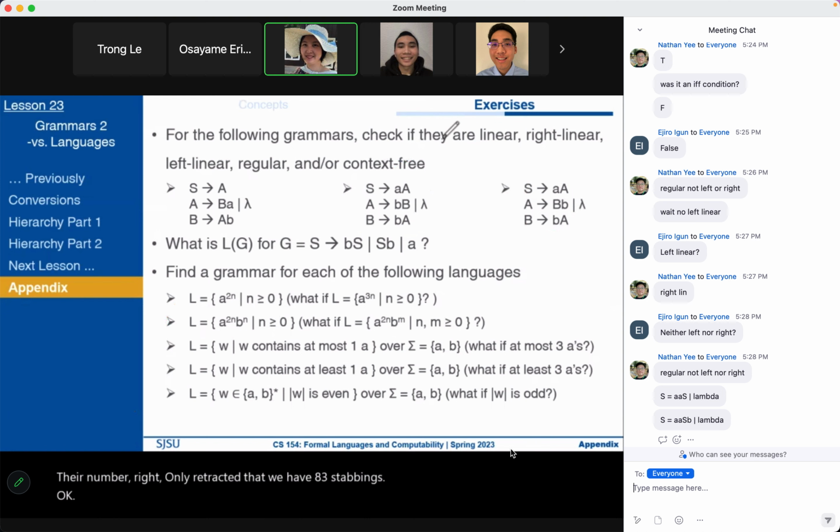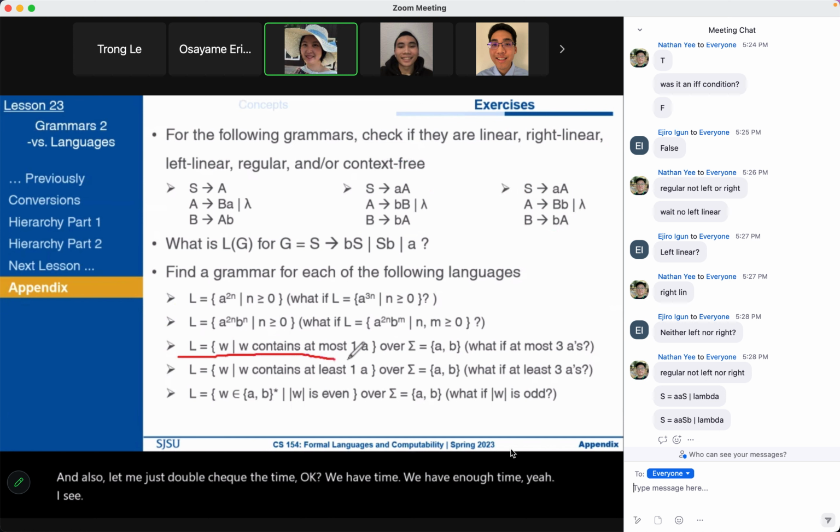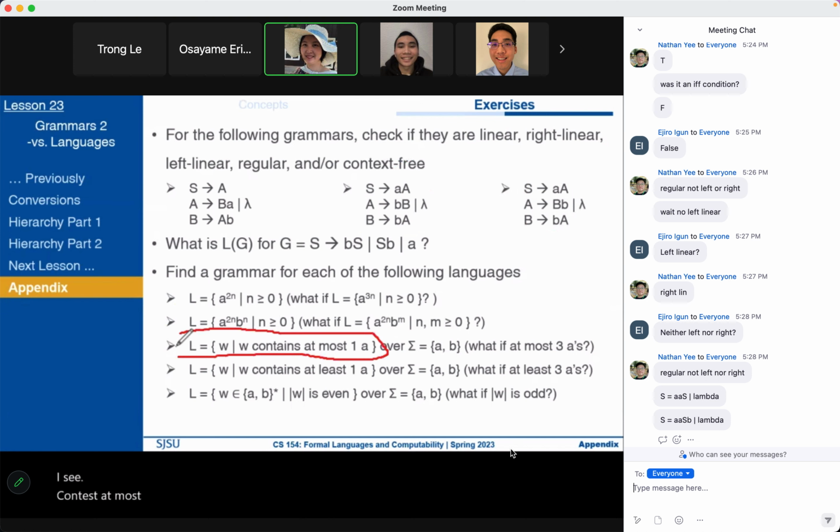So let me just double check the time. Okay, we have time. We have enough time. Let's see. Contains at most 1 A. And our alphabet is A or B.